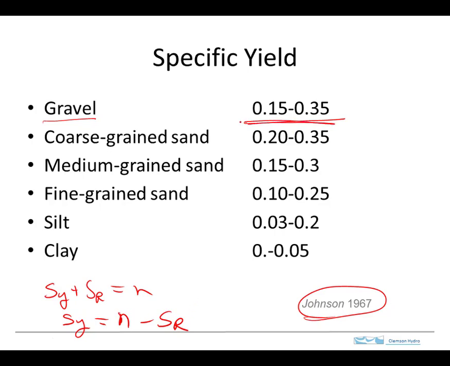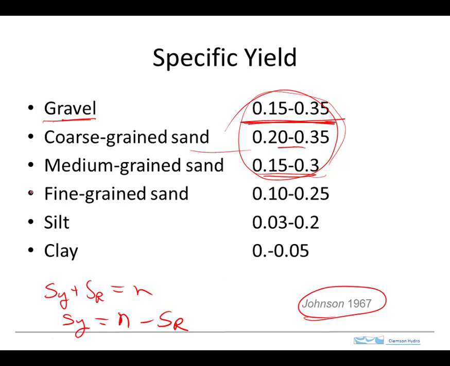So this is in the range of what we would expect for the porosity of a gravel. If we look at sands, we have a similar range, and so medium grain sand up to gravel, 0.15 to 0.335 or so. And these are from laboratory measurements that were made on these various different materials.